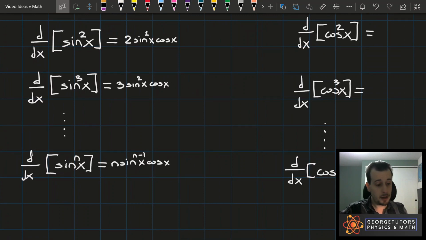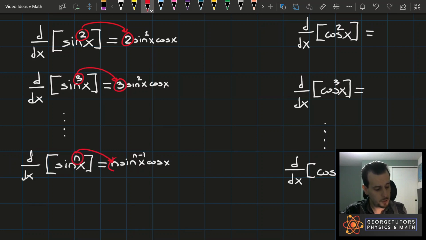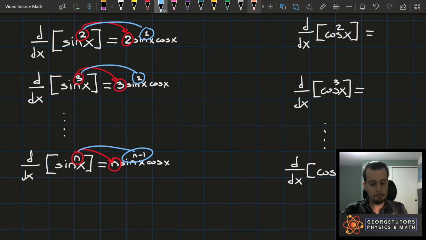Pause the video if you want to develop the pattern yourself. If you're coming back from pausing, I will tell you right now that you can see, for example, the 2 coming out here at the front, the 3 coming out here at the front, and the n coming here at the front. And we can see that the power of sine is always 1 less, no matter which iteration we're at. But the big thing is the repetition of the cosine.